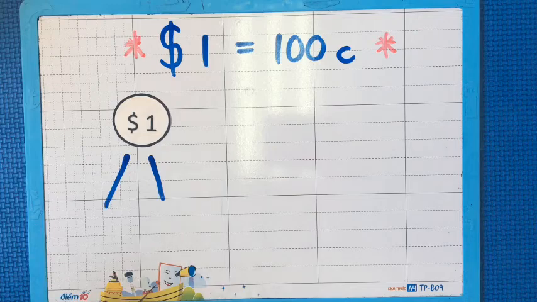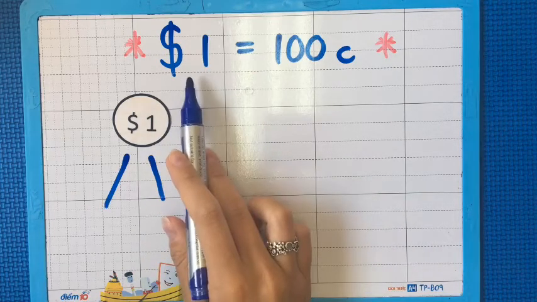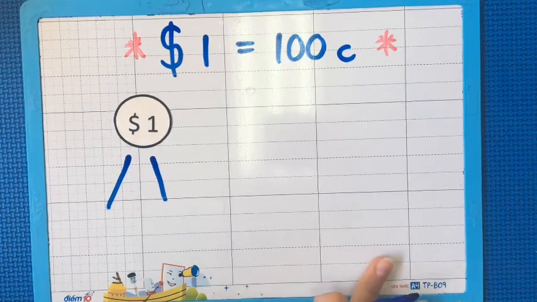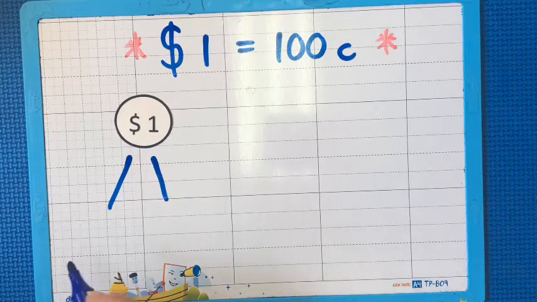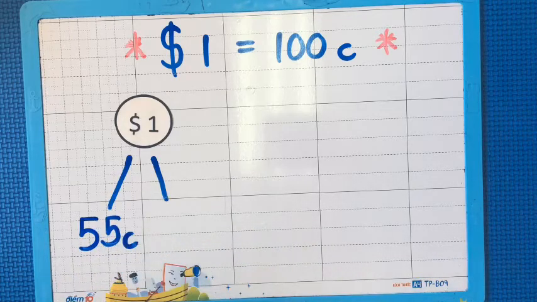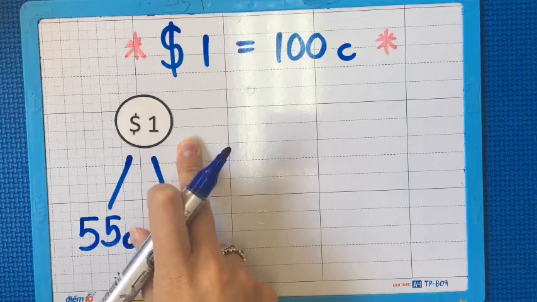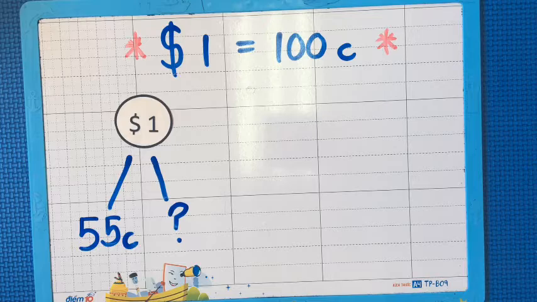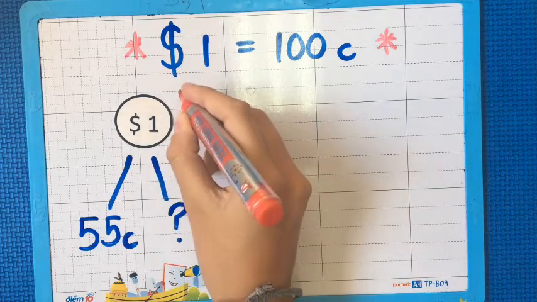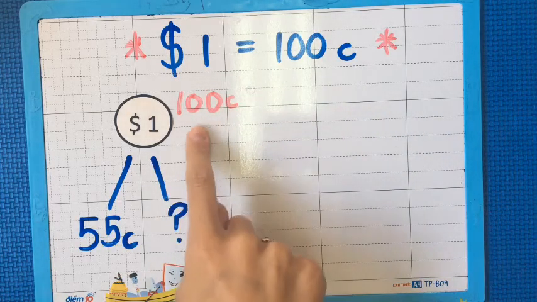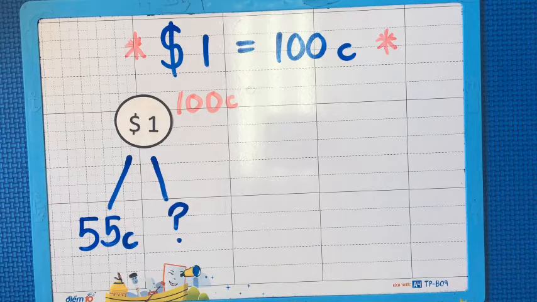Let's do another example. Remember that $1 equals 100 cents. So if I go into the store and I want to buy something that costs 50 cents, I pay with a $1, how much change will I get? Remember, $1 is the same as 100 cents. And you can write the number up here to remind yourself so you do not forget. And on the side, I can do the sum.